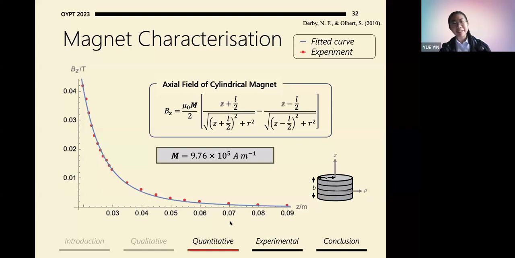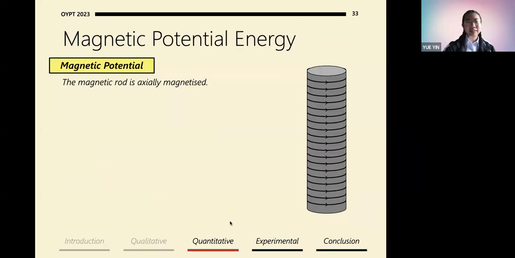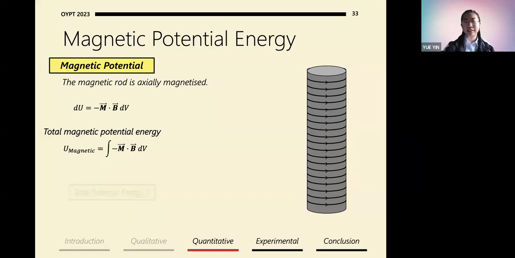Now the magnetic rod, it is axially magnetized. The bottom magnets, they are axially magnetized. So we can solve for the magnetic potential energy of each infinitesimal unit within the axially magnetized rod, and integrate this over the entire rod to find the total magnetic potential energy that the rod has at each point in space. And this allows us to find the total potential energy of the system.